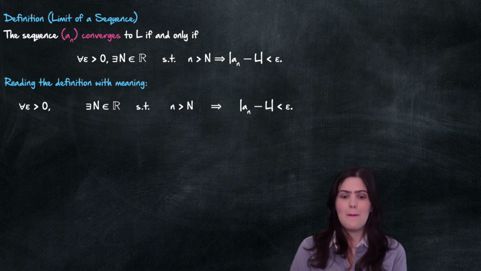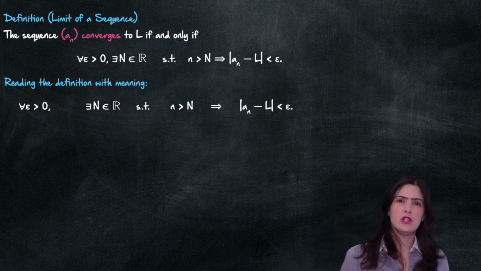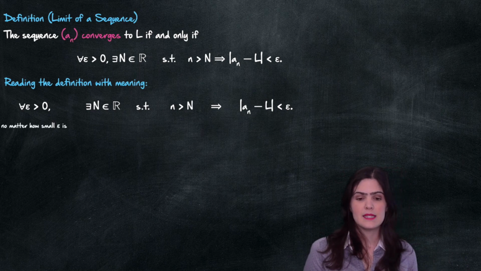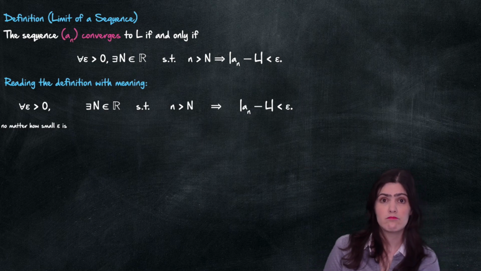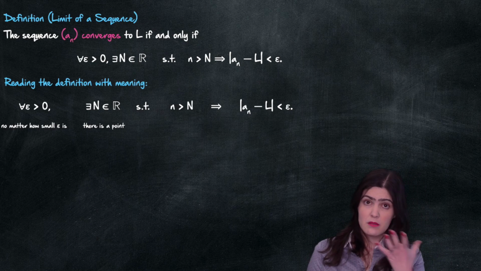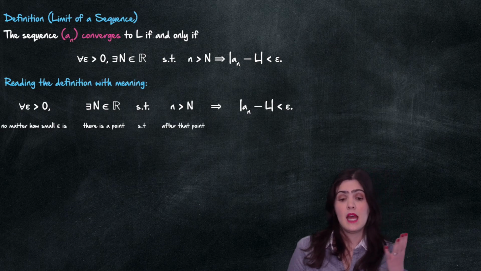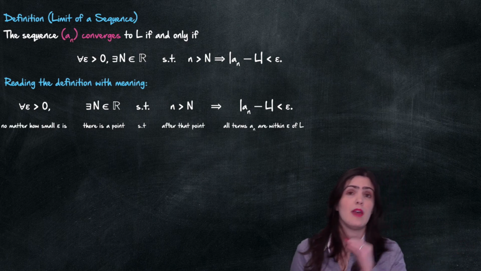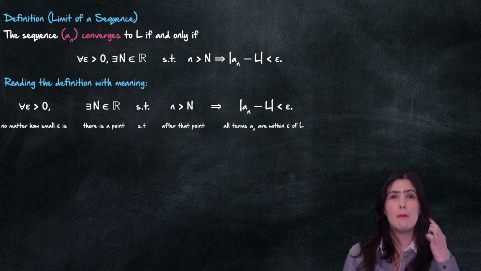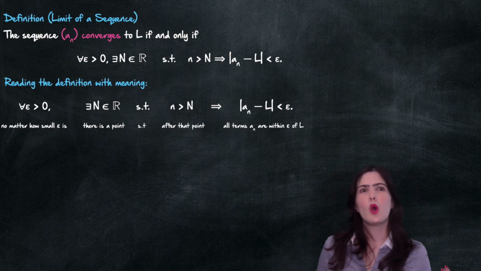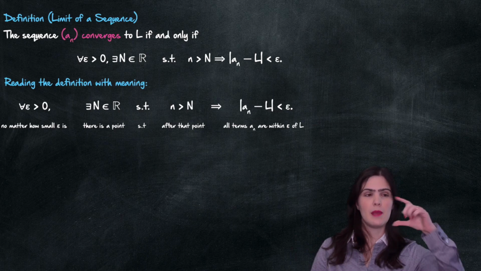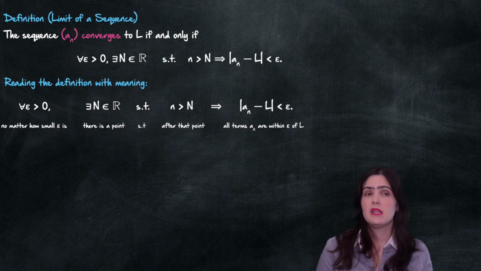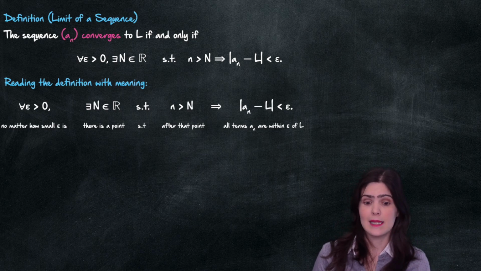So how can we read this? With meaning. Remember, whenever you see a new definition, try to read it carefully with meaning to make sure that you understand it. Well, the first bit says that no matter how small epsilon is, there is a point such that after that point, all the terms an are within epsilon of L. So try to remember what it means. You need to go back to the pictures where I was showing you that I made epsilon smaller. It forces me to find a bigger n. And that is going to be the idea behind many of the proofs in analysis.